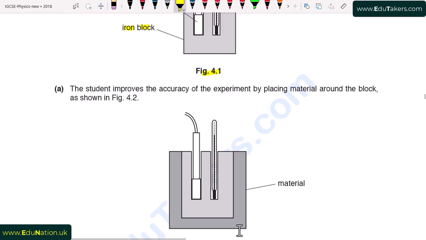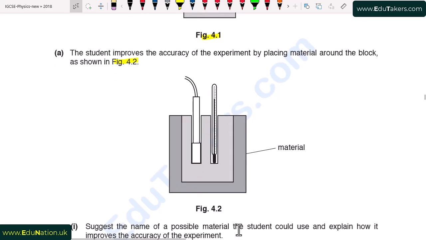So the electric heater and thermometer is placed inside the iron block. Part A. The student improves the accuracy of the experiment by placing material around the block as shown in figure 4.2. So in figure 4.1 there is an iron block, and in figure 4.2 we can see here that this block, which is this, and there is a material around this block.